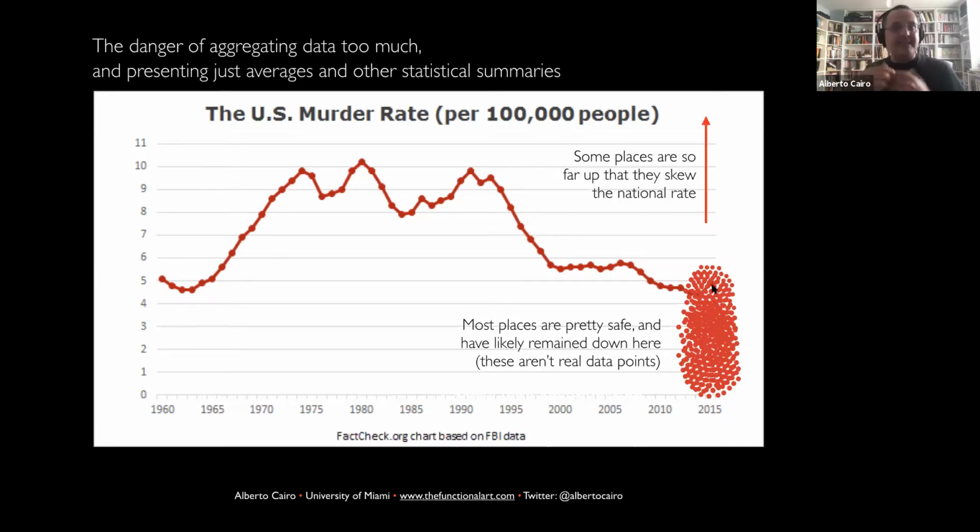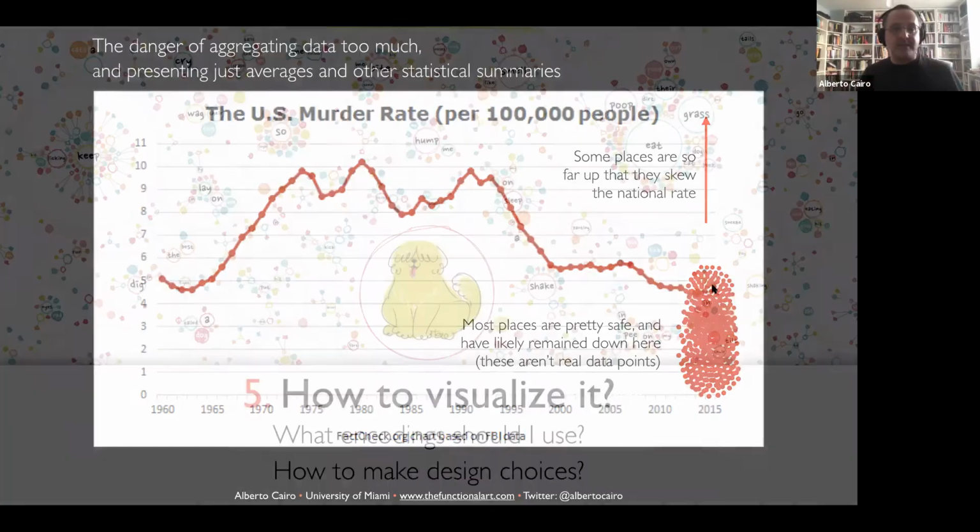You can show it and then say, well, but this uptick here is due to just these specific places. Don't read these as the United States is becoming more dangerous, because that is actually not true. That's not what the data, that's not what the graphic is conveying.